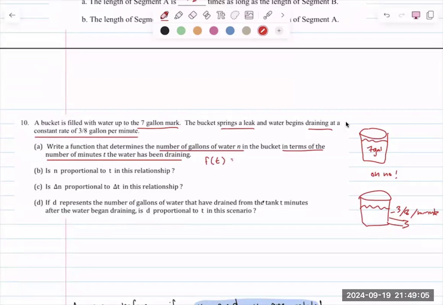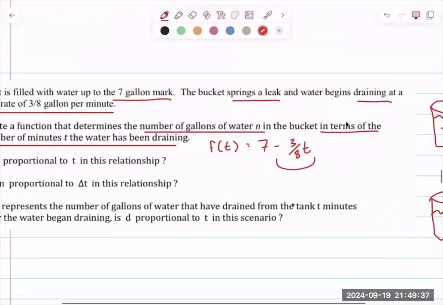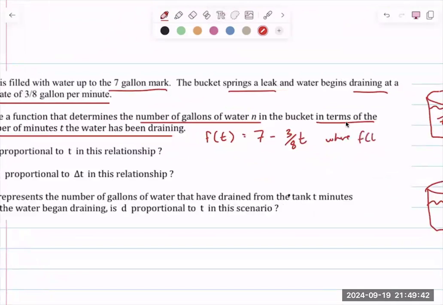And I know that I start out with 7 gallons in the bucket, right? And that every minute I lose 3/8 of a gallon, right? In other words, if t is my number of minutes since the water's been draining, I will have lost 3/8 times t gallons, right? So 3/8 of a gallon per minute means that after 1 minute, we've lost 3/8 of a gallon. After 2 minutes, we've lost 6/8 of a gallon. After 8 minutes, I've lost 3 whole gallons, right? And f of t equals n, right?